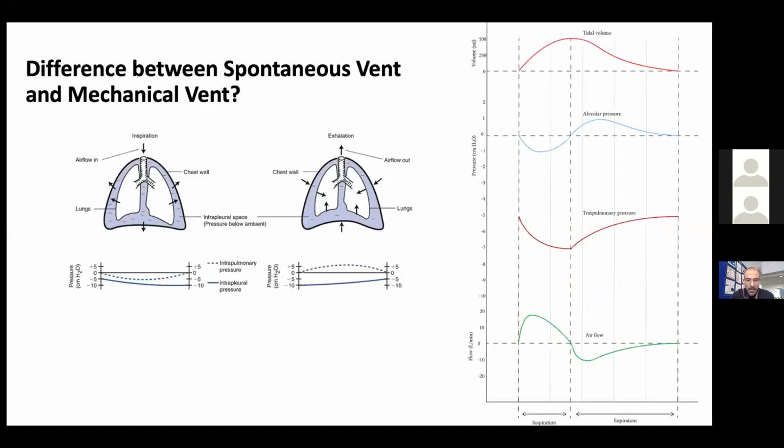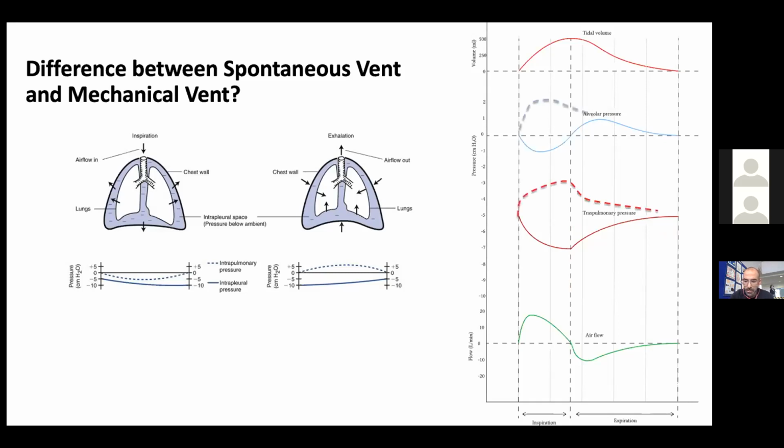So at this point of the presentation, what would be the difference between a spontaneous breath and a mechanical breath? I would say it's easy to understand. The most important difference is that a spontaneous breath is a negative pressure breath, whereas the mechanical breath is mostly a positive pressure breath. There are some exceptions, but this would be the main difference.